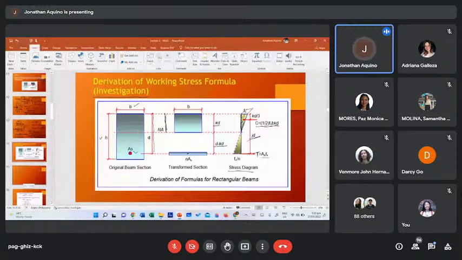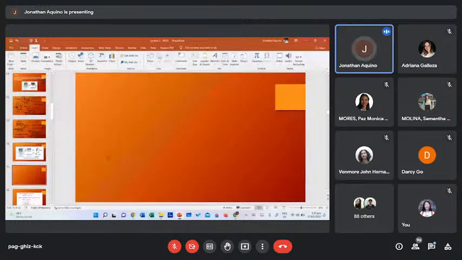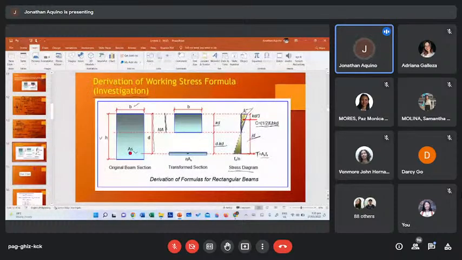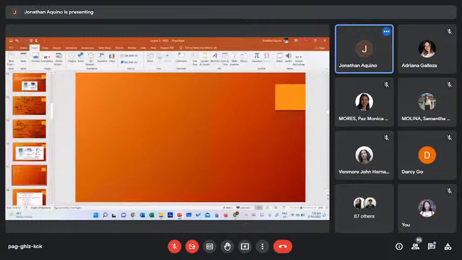Okay, so similar to what we did in the example, kukunin natin yung centroid nung section. So again, the moment of area above is equal to the moment of area below. Okay, so the moment of area above is B times KD over 2. Ito yung centroid niyan. B times KD over 2.